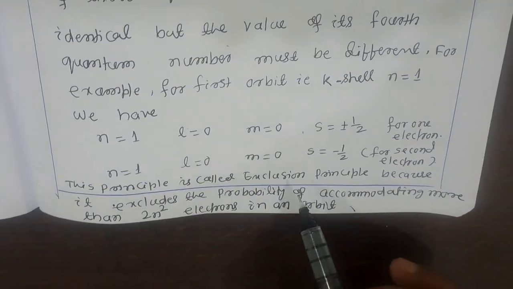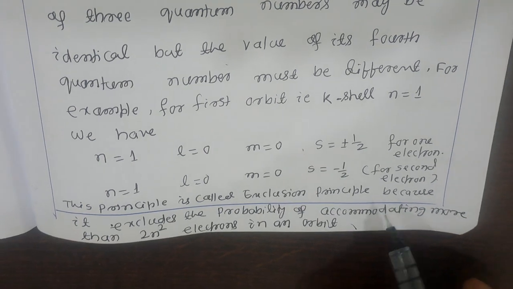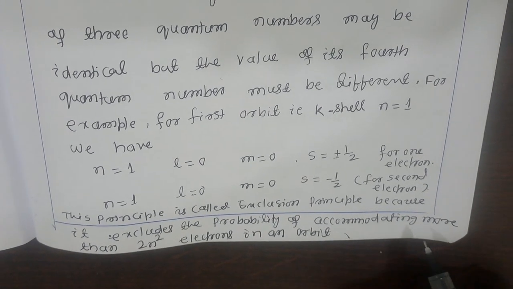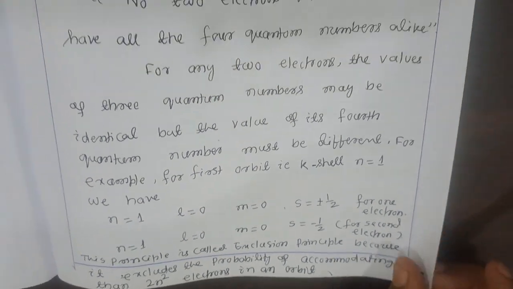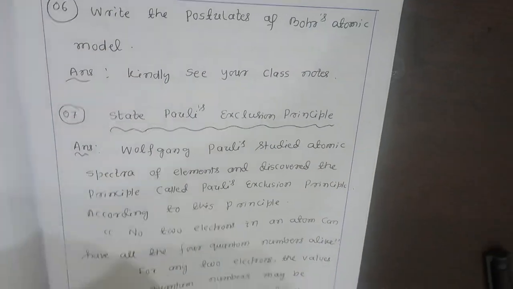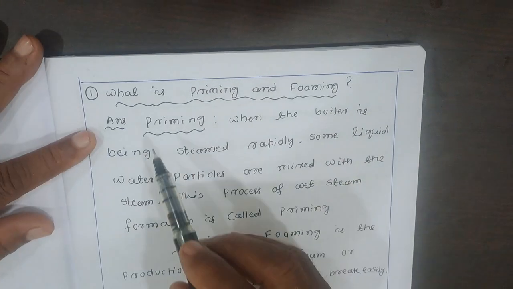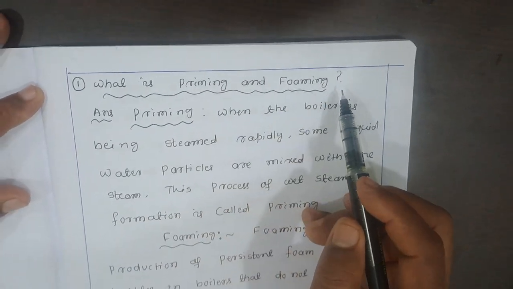This principle is called exclusion principle because it excludes the possibility of accommodating more than 2n square electrons in an orbit. Then next question is very important from water. What is priming and what is foaming?